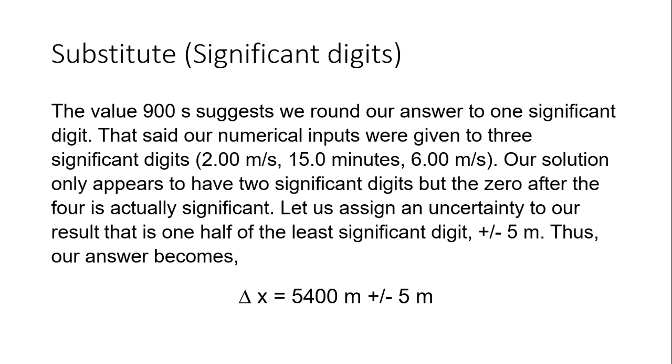But let's go ahead and assign uncertainty to our result. It's 1/2 the least significant digit. The least significant digit is in the tens column. Half of that would be 5. And so our uncertainty is going to become plus or minus 5 meters.